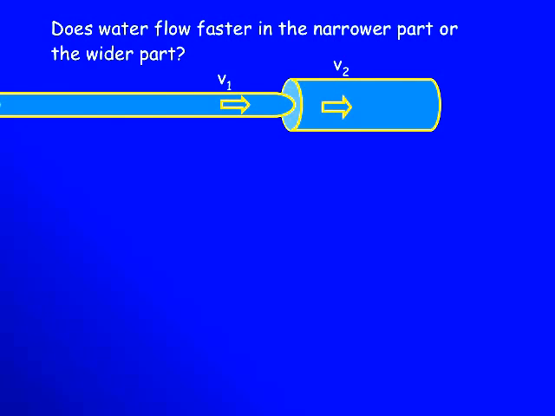Well, as you may know from experience, and you'll see from experiments, water flows faster when it's in a narrow tube, filling the narrow tube, and the same amount of water will slow down when filling the wider part. So water flows faster in the narrow part and slows in a filled tube when it's wider.